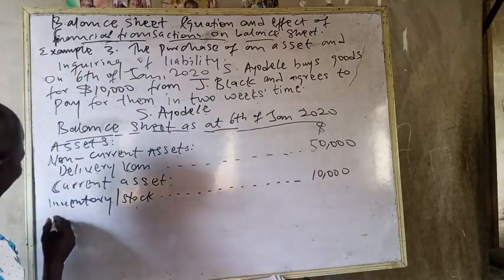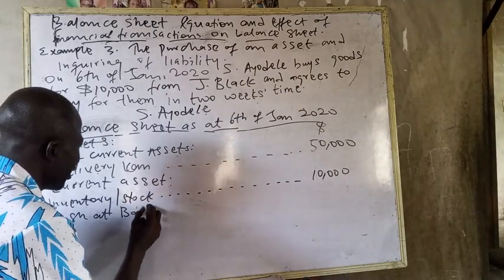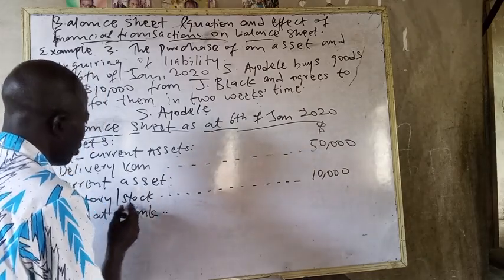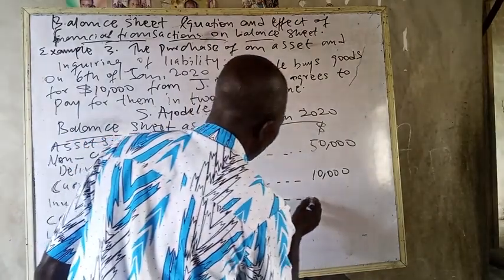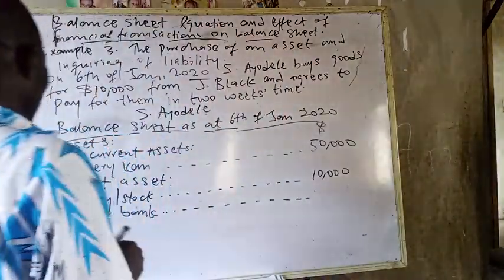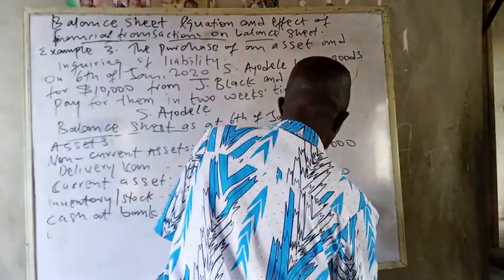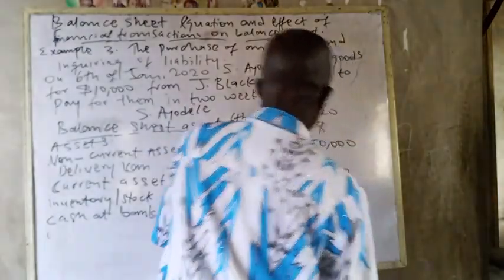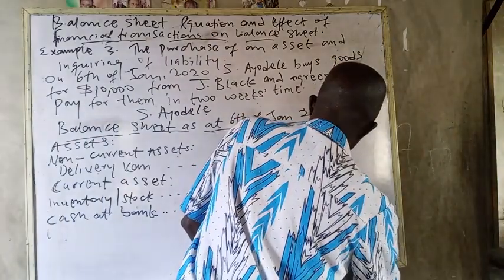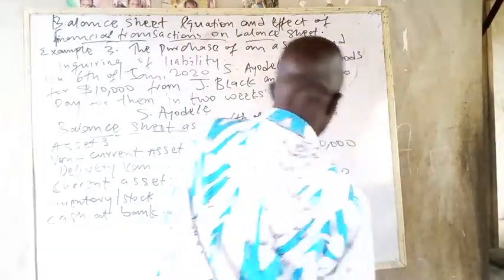And under current assets, what do you have again? You have cash at bank, and you put the capital out. What do you have? Cash at bank is 50,000, right? Because payment has not been made, we are going to see now that every transaction affects the balance sheet.